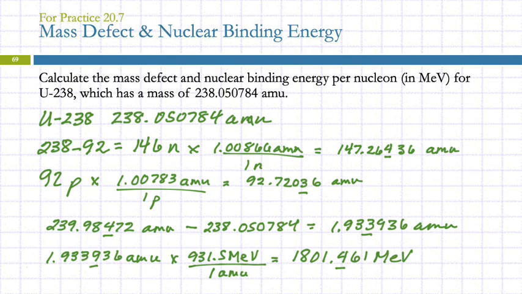But if we want per nucleon, then we're going to take that total amount, 1801 point, can't even, mutter things under my breath. Divide by the number of nucleons, which is the mass number of 238. Seven point 5692.